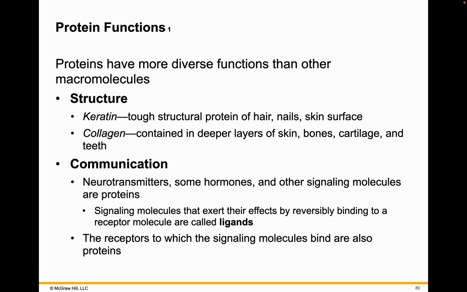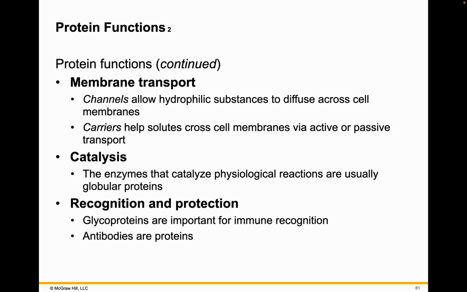Keratin is one we will talk about very soon when we talk about the integumentary system. Collagen is a very abundant protein, in deep layers of the skin, bones, cartilage, and teeth. Proteins serve communication functions: neurotransmitters, hormones, and other signaling molecules. Those signaling molecules that bind to something else are called ligands, and the receptors would bind to those ligands. Those are proteins as well.